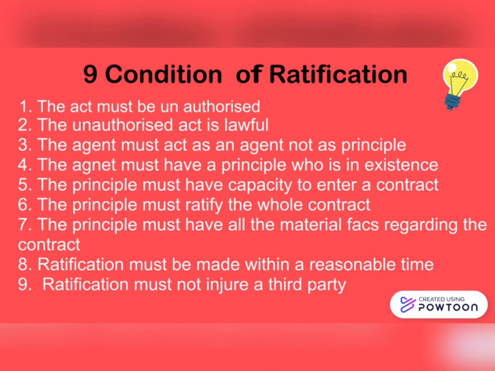In ratification, there are 9 conditions. First, the act must be unauthorized. Second, the unauthorized act is lawful. Third, the agent must act as an agent, not as a principal. Fourth, the agent must have a principal who is in existence. Fifth, the principal must have capacity to enter a contract. Sixth, the principal must ratify the whole contract. Seventh, the principal must have all the material facts regarding the contract. Eighth, ratification must be made within a reasonable time. And lastly, ninth, ratification must not injure a third party.